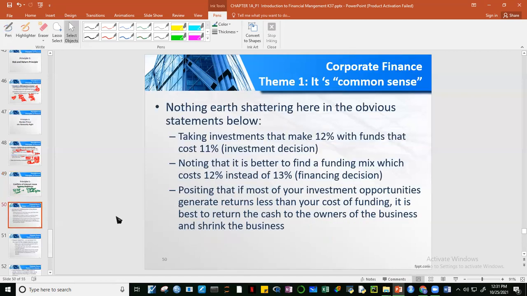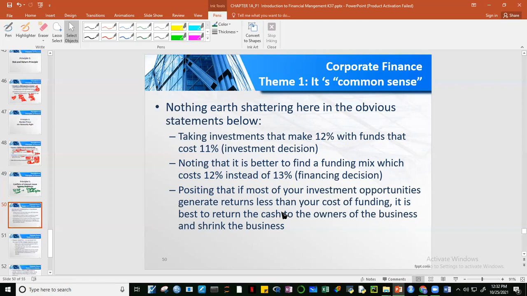Okay, so the last 2 slides, guys. Corporate finance is common sense. Nothing earth-shattering about investing in 12% when the cost of funds is 11%. Di ba? Hindi naman rocket science yan. You only invest if the return is greater than the average cost of capital. Also, it's common sense to try to find a funding mix which is 12% instead of 13%. The cheaper the cost of financing is, the better for the company.